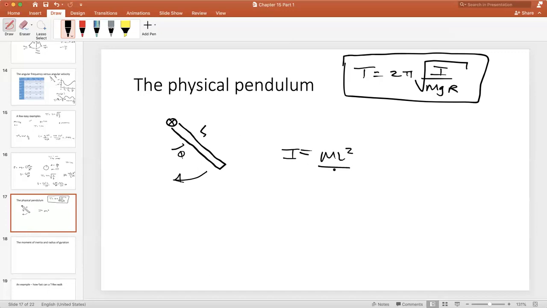That's mL squared over 3. The radius of gyration, r, is the distance from the axis of rotation to the point where gravity is being applied. Okay? So here, we know that gravity is being applied at the center of mass, and the center of mass is at the halfway point. So r is L over 2.